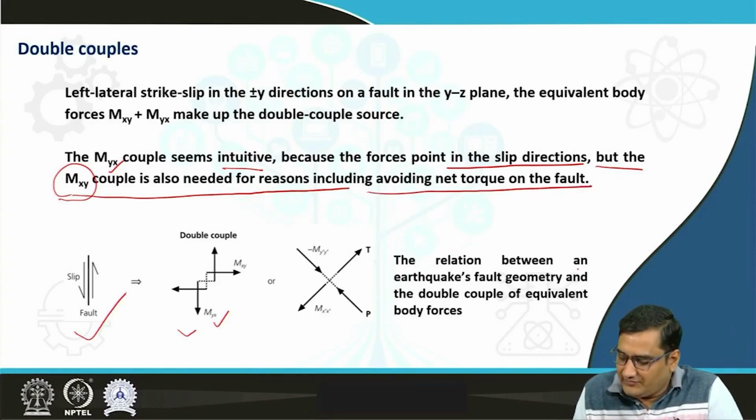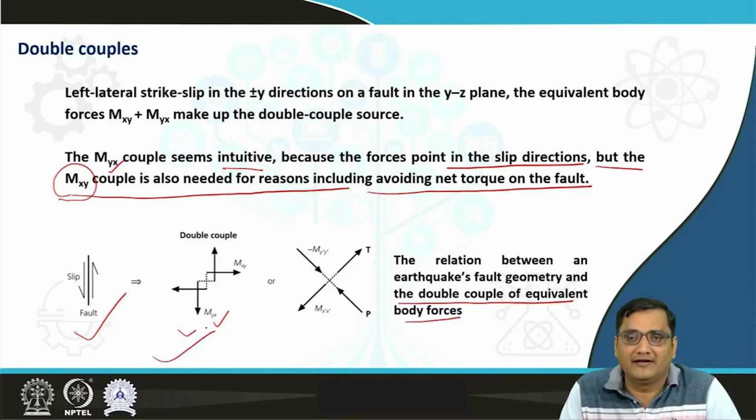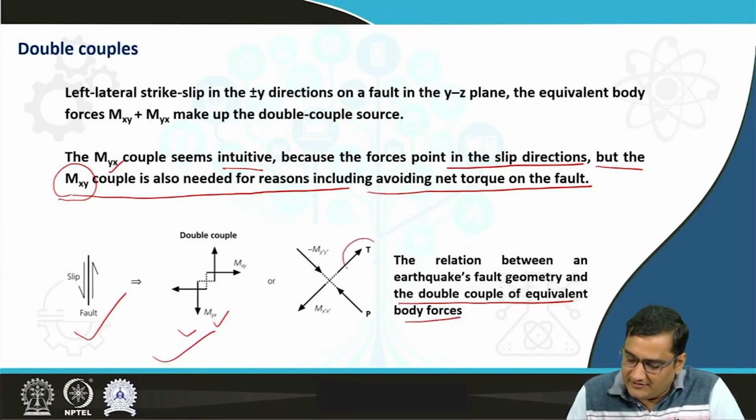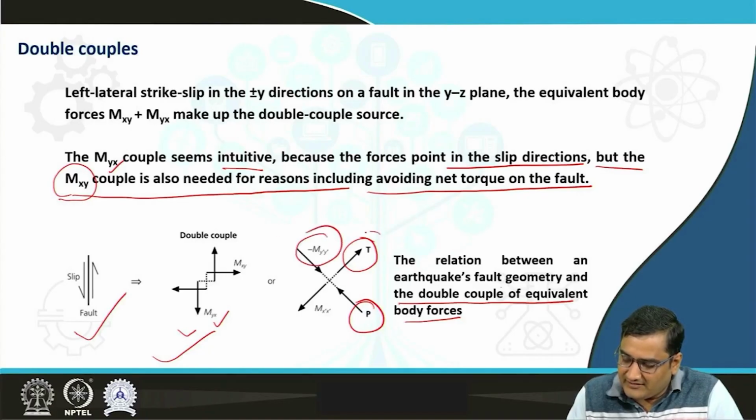So the relation between an earthquake fault geometry and the double couple of the equivalent forces is given by these diagrams, and there you have this T axis and P axis, such that off diagonal elements are small or zero, and the pressure axis is represented by negative moment, and the tension axis is represented by positive moment.